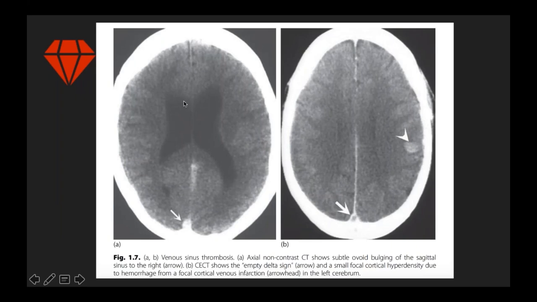So this is just taken from a book on emergency radiology, and here on the axial slice, you can see that there's obviously density in the superior sagittal sinus, and on the enhanced scan you can see that there's a filling defect now, and this is what's called the empty delta sign. And here you can also see this peripherally based non-arterial territory hemorrhage, and this is very typical of the venous hemorrhages that you get with venous sinus thromboses.